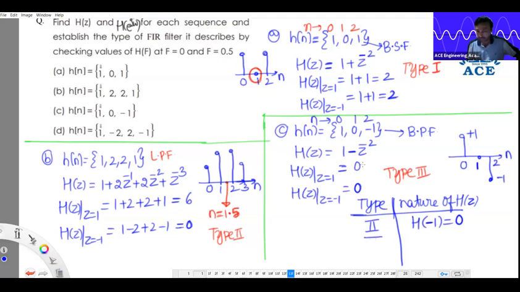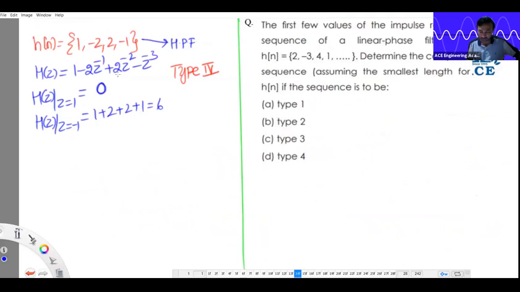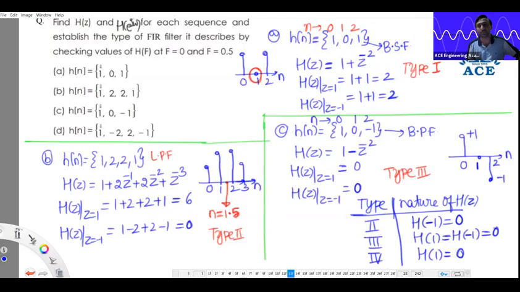Type 3, from this example, what did we observe? Starting and ending answer is 0. But in the type 4 case, what did we observe? Starting answer is 0 or not? Starting answer 0 means you cannot design a low pass filter with type 4.